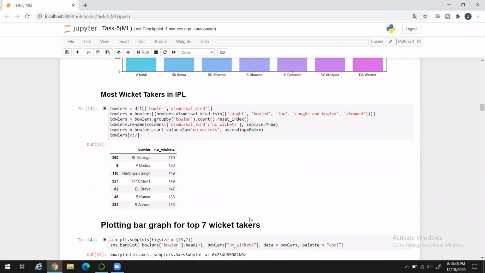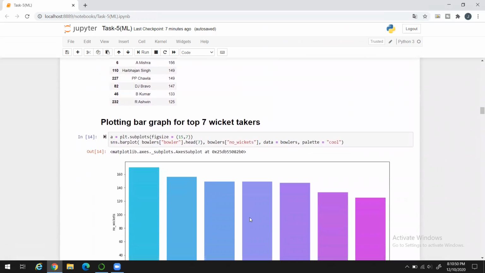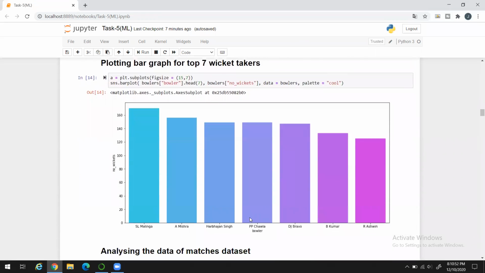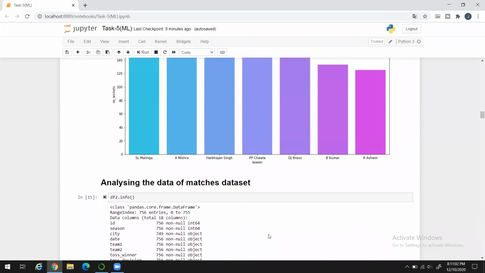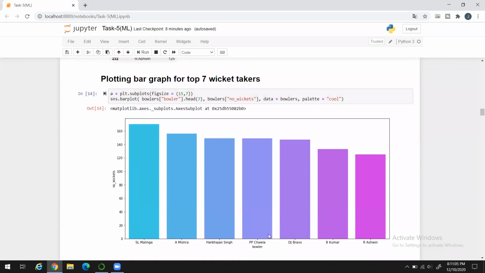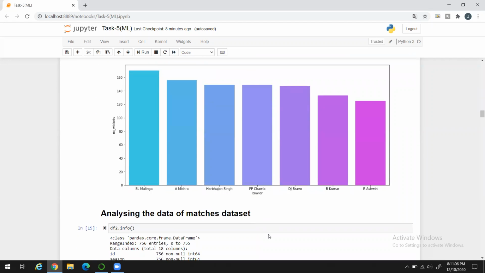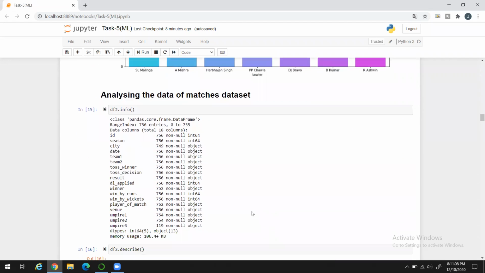So here goes the top 7 wicket takers. We can even plot this by a bar graph, that is Malinga, Amit Mishra, Harbhajan Singh, Piyush Chawla, Bravo, Bhuvneshwar Kumar, and Ravichandran Ashwin. So now, as we have analyzed the deliveries dataset, coming to the matches dataset, now I'm observing the matches dataset.